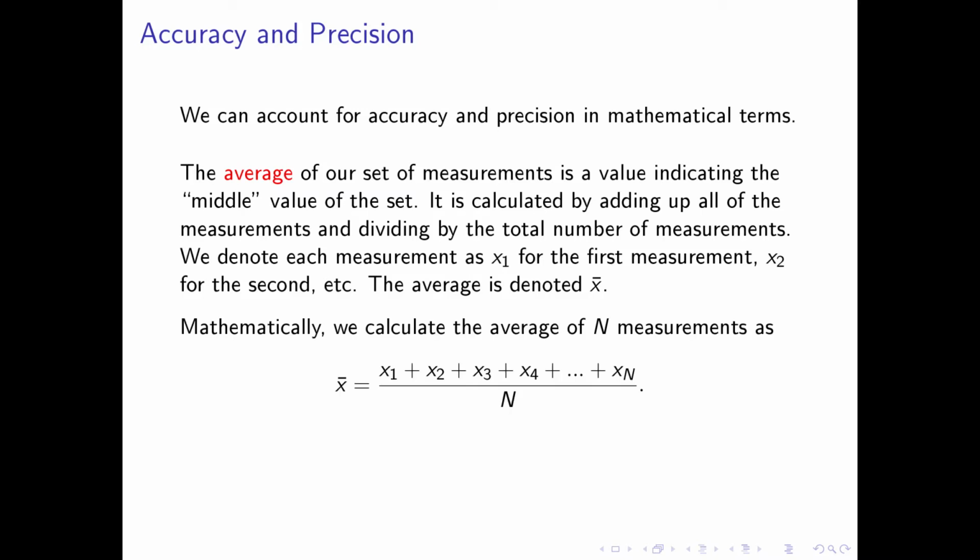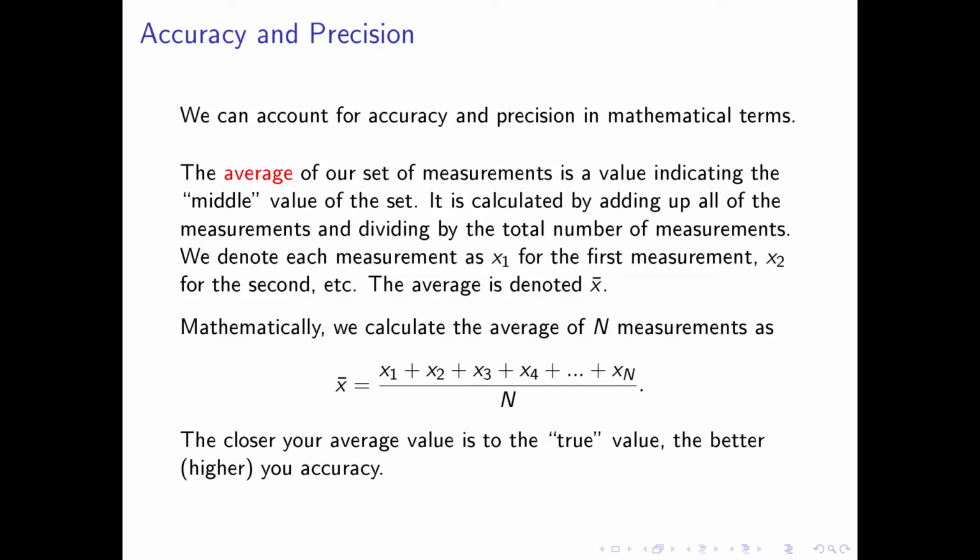Mathematically, we can calculate the average of n measurements as the following form. x bar is equal to the sum of x1 plus x2 plus x3, and so on to xn, all divided by n, the number of measurements. The closer your average value is to the true value or the value you expect to receive, the better or higher your accuracy.